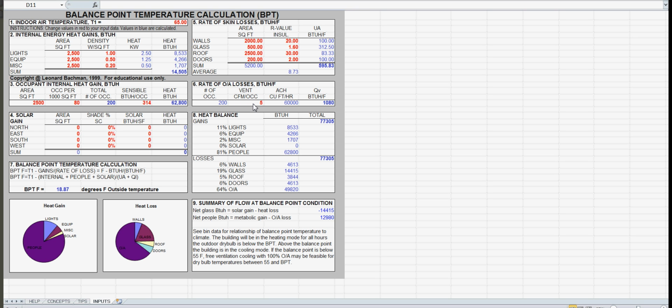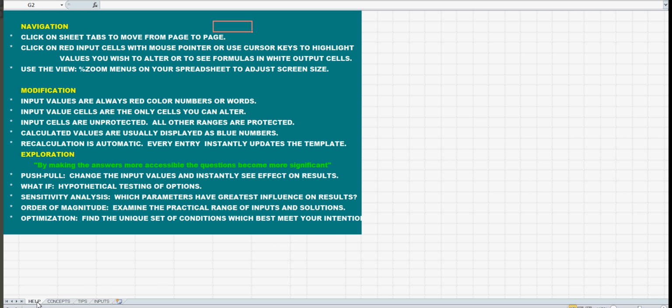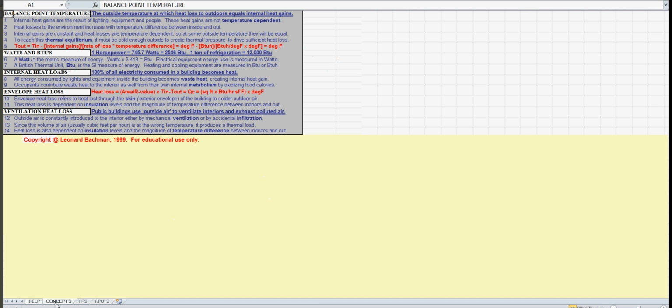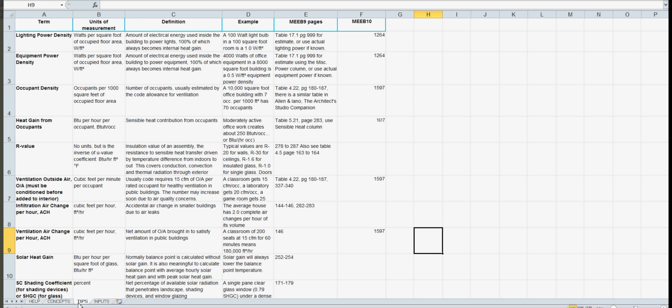Please note, the spreadsheet has tabs at the bottom. So there's a tab for help. It tells you basically how to use the spreadsheet and what the whole idea is in exploration. There are some definitions of the key concepts here. Then there are tips about what everything means, an example, and some page references in your text. And then there's the input-output worksheet itself. That's balance point.